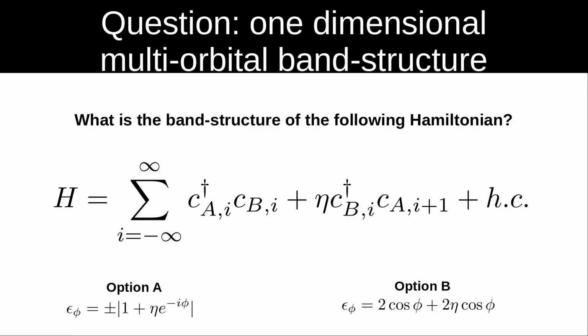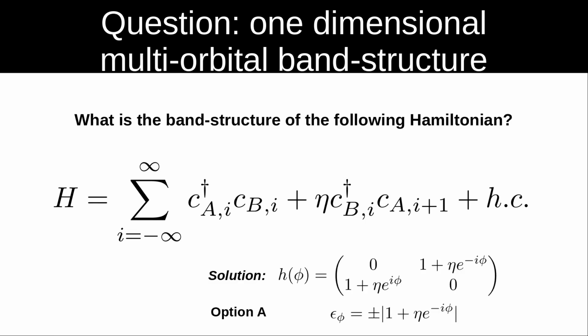So there are two options. Option number A is the plus minus the absolute values that you see, and option number B is 2 eta cosine of phi. Please write this down on a paper, and after writing down the matrix that appears in the previous slide, you will very quickly realize that the correct option is option number A. And this just comes from the fact of writing the effective 2x2 matrix that has to be diagonalized.